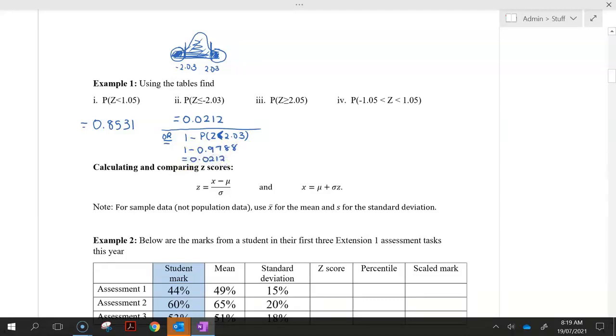So as I said, you may not always get the negative table. How do I work out the probability of something being greater than 2.05? Well, my table always gives me less than, so I'll just do 1 minus the less than 2.05. So again, grab your table and look up 2.05, and I've got 0.9798. So we'll go 1 minus 0.9798, which gives me some answer. So let's check that together.